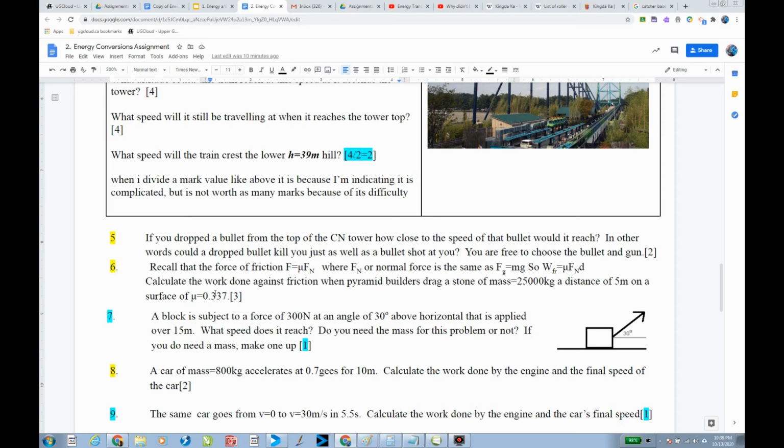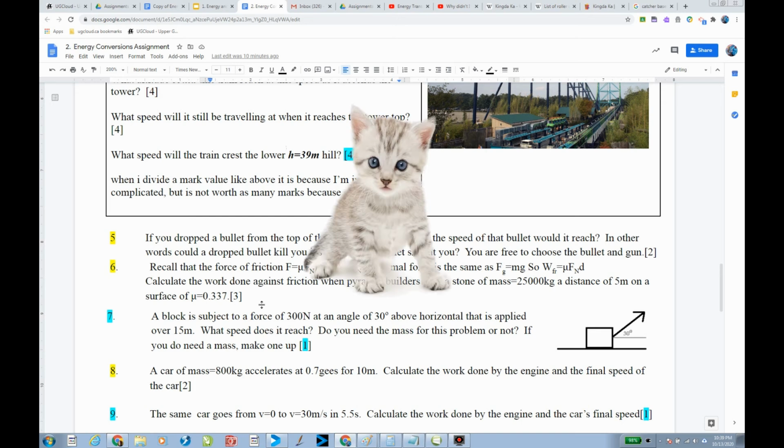Now, the force of friction problem is, we're going to take force of friction, going back to Newton's law, and you're just going to calculate the work done against friction when pyramid builders drag a stone of mass 25,000 kilograms, a distance of 5 meters, on a surface of mu 0.337. So go back and look up your force of friction stuff.